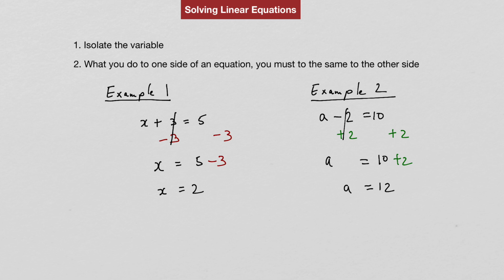Okay, so let's just review. Let's take a look at example 1 and 2. In example 1, in order to isolate x, we had to subtract a number. In this case, we were subtracting 3 on both sides. With example 2, in order to isolate a, we actually had to add 2. And the reason that we're adding 2 is because we have a negative 2 here. So we have to do the opposite to eliminate this so that it becomes 0.